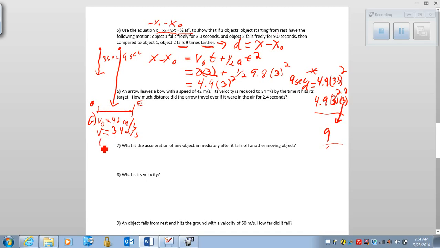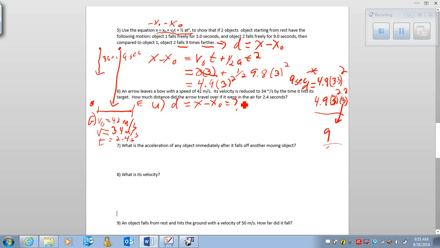How much distance did the arrow travel if it were in the air for 2.4 seconds? So we know that our time is equal to 2.4 seconds. And the unknown, what we're looking for, is the distance. And remember that the distance is always equal to the final x minus the initial x. So that's what we're looking for.